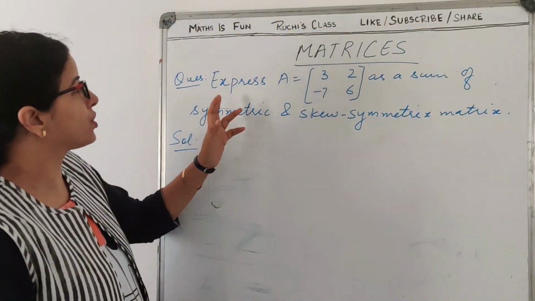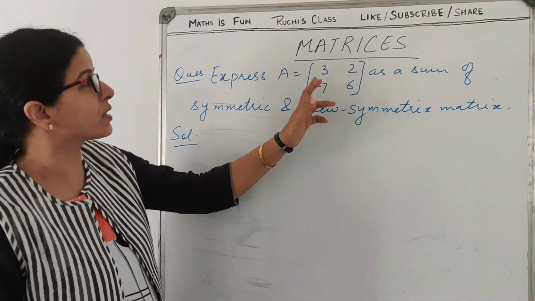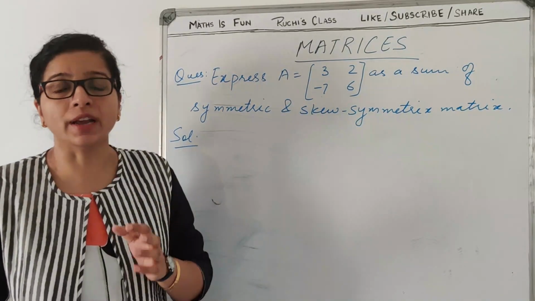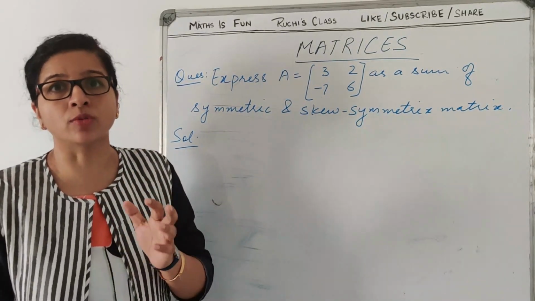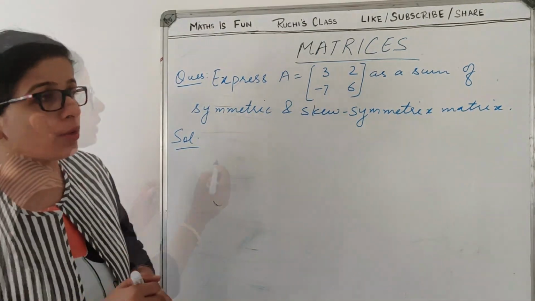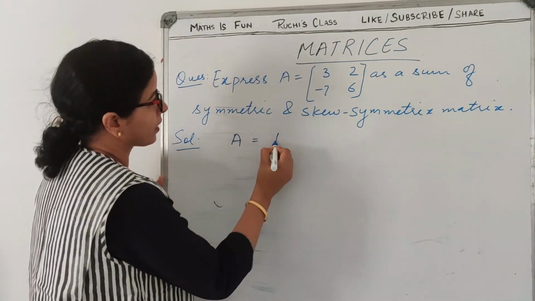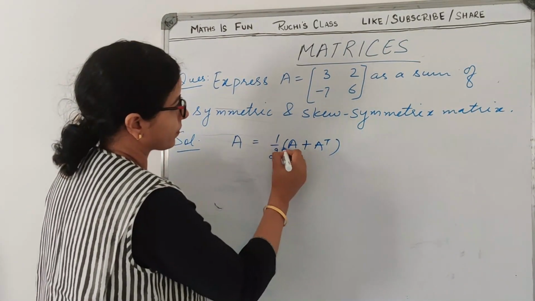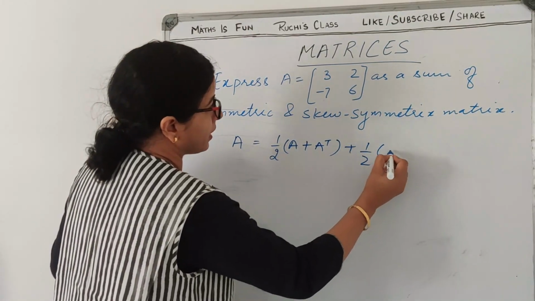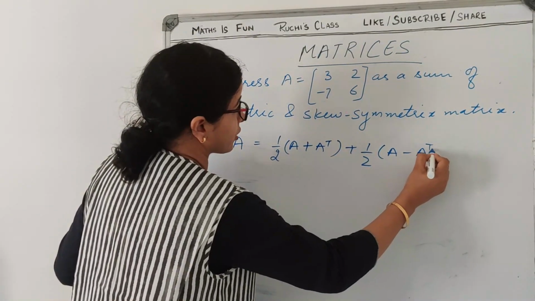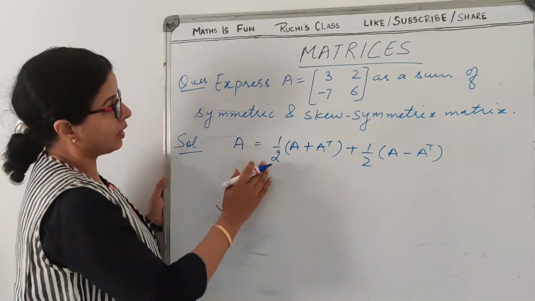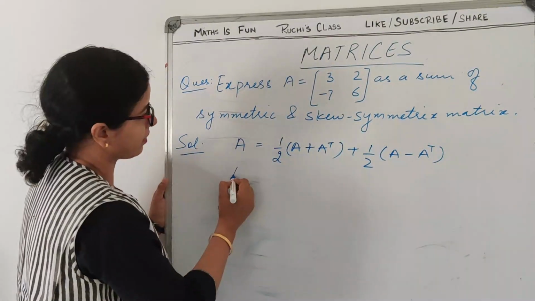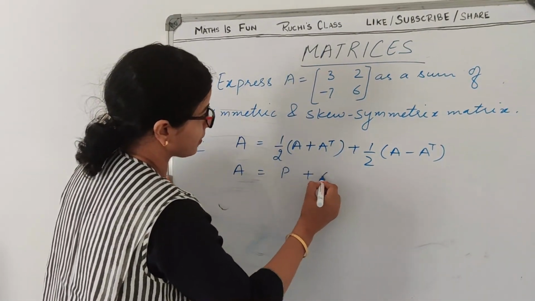Okay. So now the next question is express A, the matrix given to us, 3, 2, minus 7 and 6, as a sum of symmetric and skew-symmetric. It means we can convert every square matrix as a sum of symmetric and skew-symmetric matrix. How we can convert that, I'll tell you now. A can be written as half of A plus A transpose, plus half of A minus A transpose. Now I will prove this part is symmetric and this part is skew-symmetric. So I can write A is equal to P plus Q.